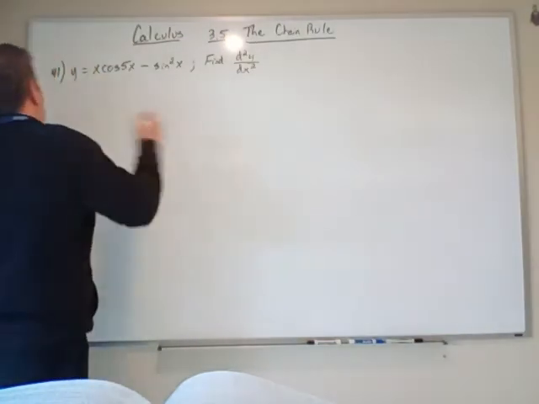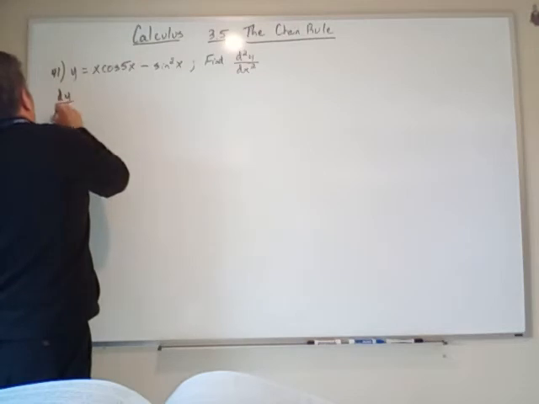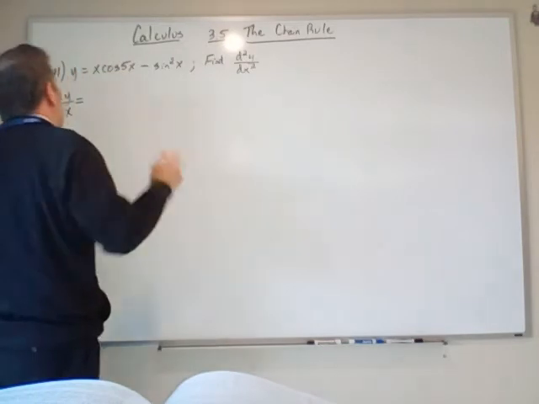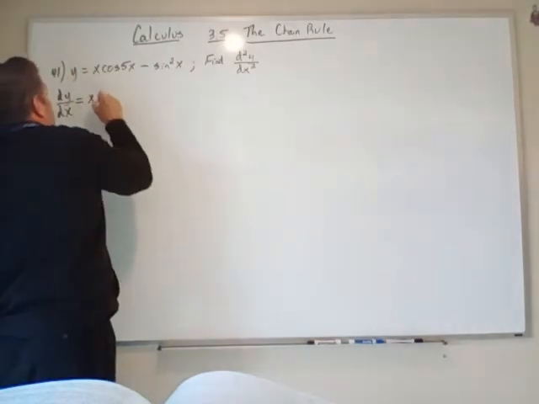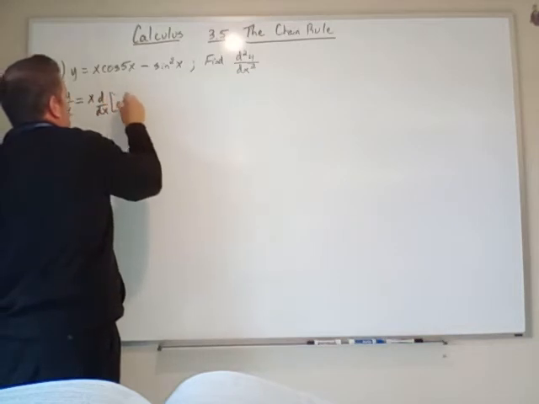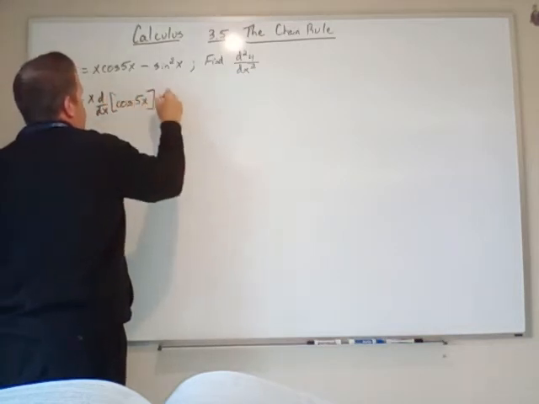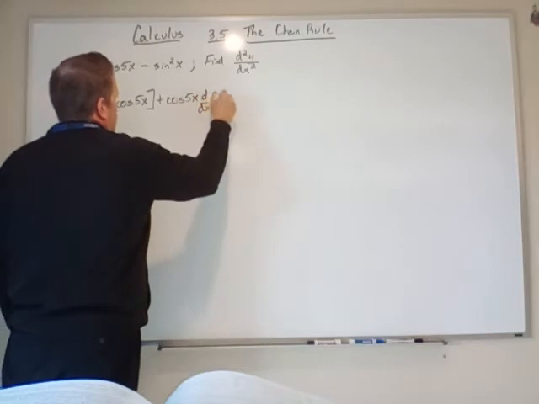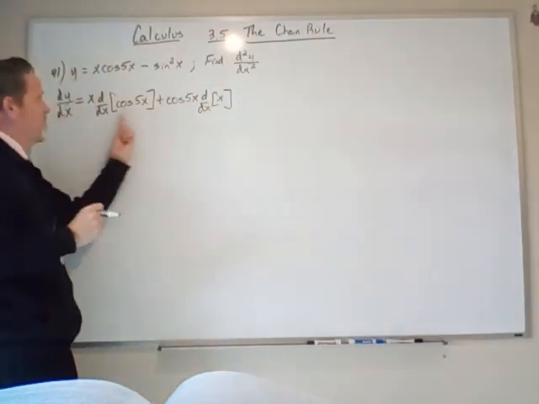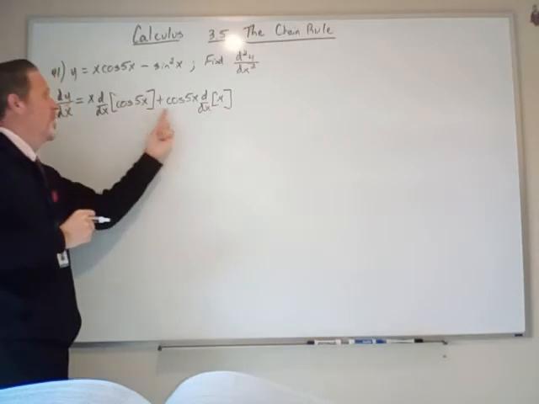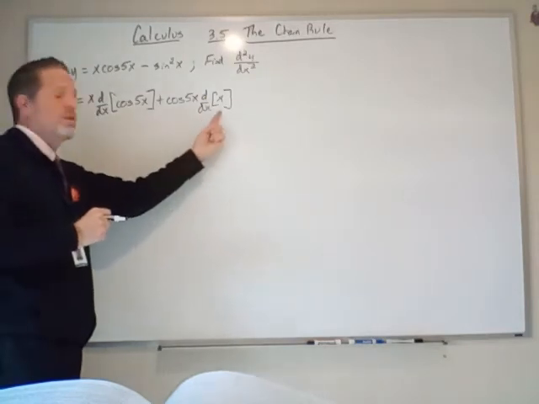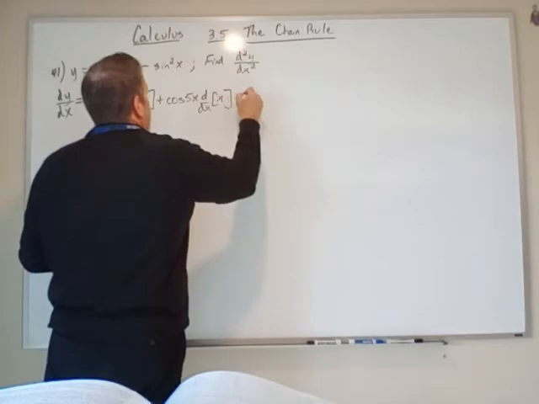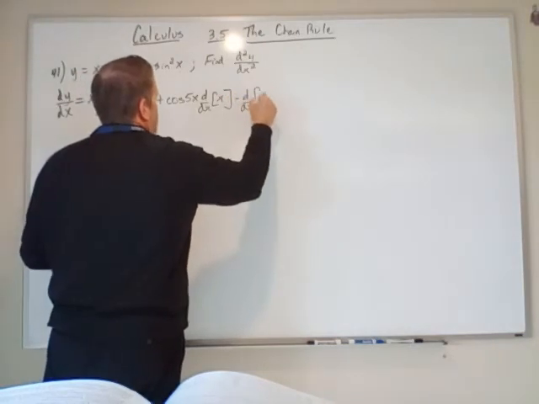So let's do that. dy/dx is going to equal, and again, I've got x cosine 5x, so I need the product rule: 1 d2 plus 2 d1. So that is x times the derivative of the cosine of 5x plus the cosine of 5x times the derivative of x, and again, this is with respect to x, minus the derivative with respect to x of the sine squared.